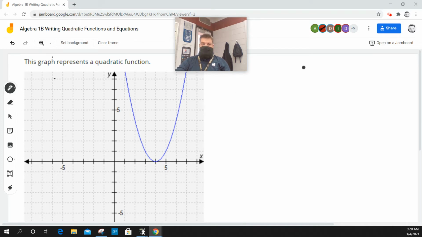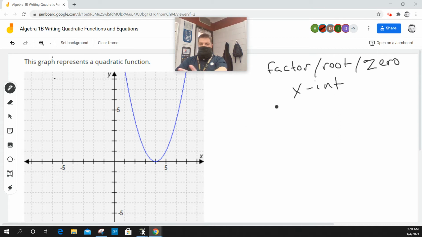So remember that a factor is also called a root to some degree, or the solution is a root, which is also called the zero, which is also associated with the x-intercept. All these, if you see any one of these terms, they're associated. In other words, at this point right here, when x equals 4, y equals 0. So think in terms like this.